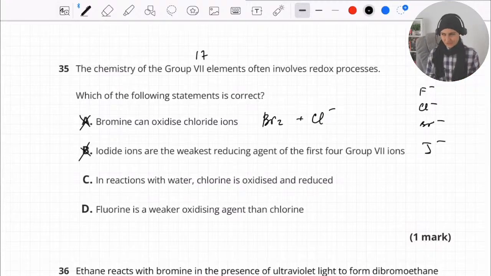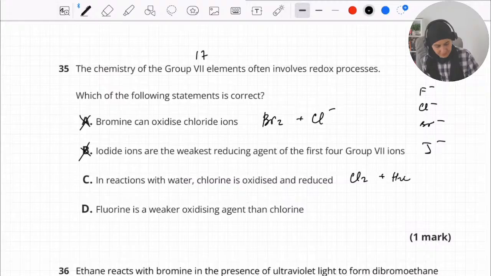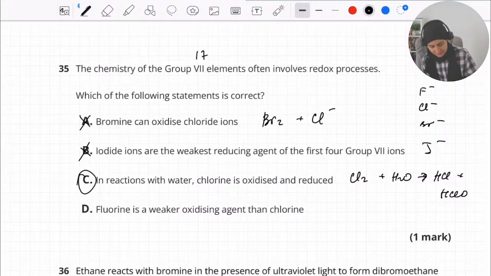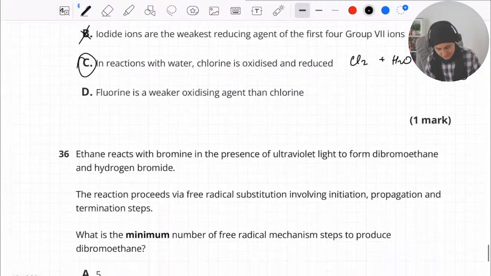I minus loses electrons the easiest, so it's the strongest reducing agent. Of course, it's better to just know that reducing power of halides increases down the group. But if you don't know, you can figure it out from the basic concept of how an electron is attracted. In interaction with water, chlorine is oxidized and reduced. Yes, that's a disproportionation reaction, a very famous one. So you have chlorine reacting with water to form HCl and HClO, which is balanced, so C is right. Fluorine is a weaker oxidizing agent than chlorine. That's wrong, because down the group oxidizing power decreases. So fluorine is the strongest oxidizing agent.